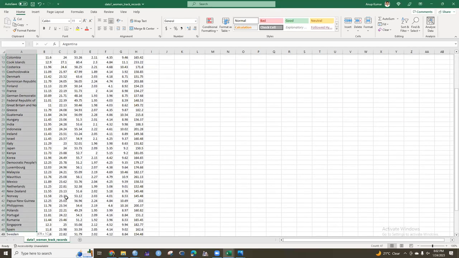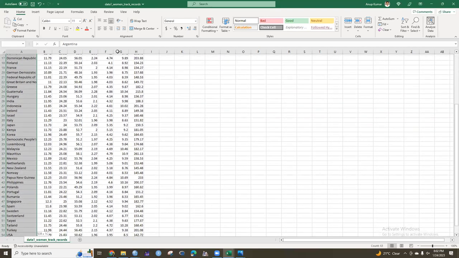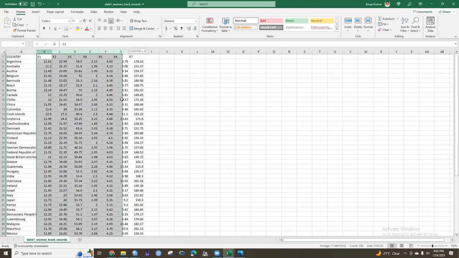I told you in my slide that these are the observable quantities. With the help of these observable quantities, I want to identify unobservable quantities. So there are two unobservable quantities, F1 and F2. F1 is the speed of the woman track record, and F2 is the endurance of the woman track record.